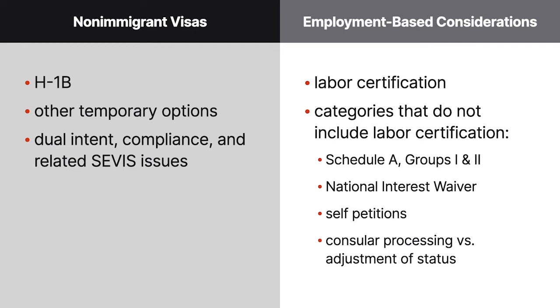Then, we'll hit the employment-based pathways to a green card, including labor certification, and the categories that do not include labor cert, such as Schedule A, Groups 1 and 2, and National Interest Waiver and self-petitions. We'll talk a little bit about processes and strategies, including consular processing versus adjustment of status, and go a bit more into detail in those if we have time. But if not, we will reserve those slides for the end of the program. So if we don't get to them within the hour, the content is there for you to peruse.